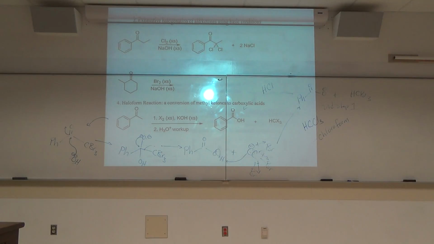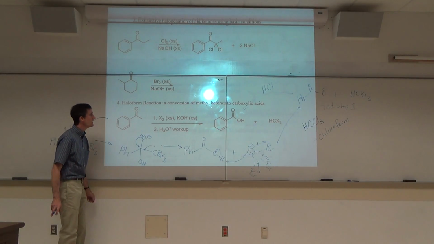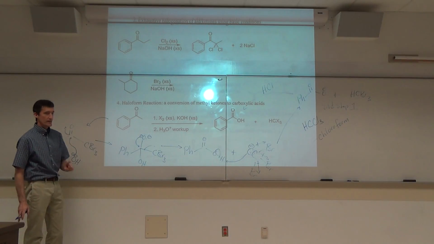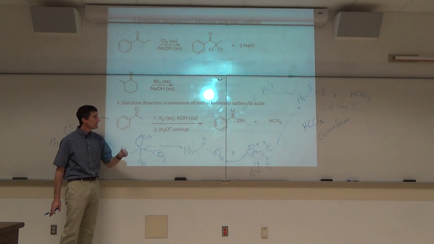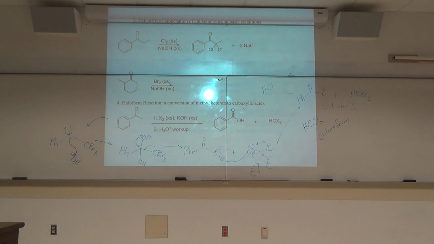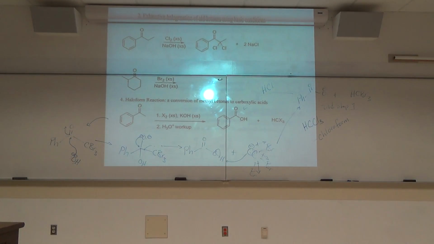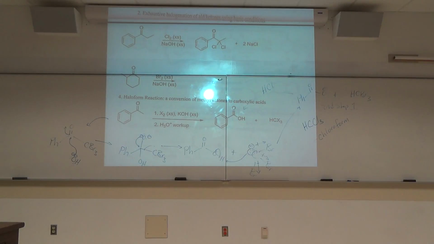There's a couple of tricky or roundabout ways to get 3 halogens on. In the end, if you can get 3 halogens on, then this chemistry can take place. And it's a roundabout, sort of ingenious way to make a carboxylic acid from a methyl ketone.